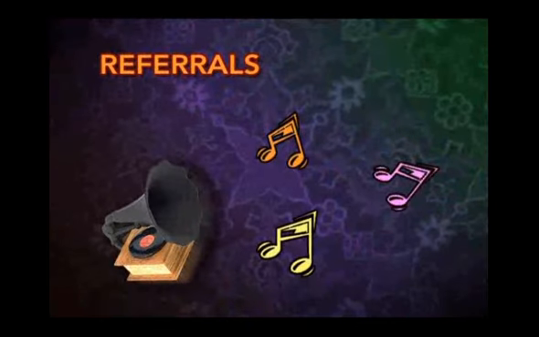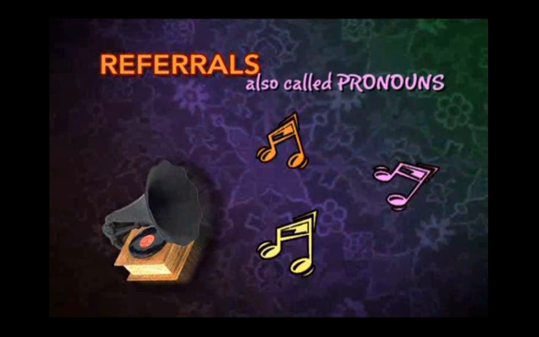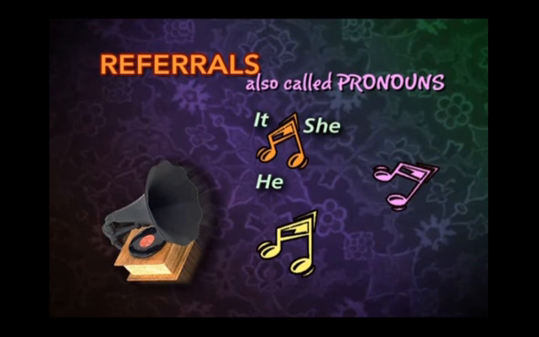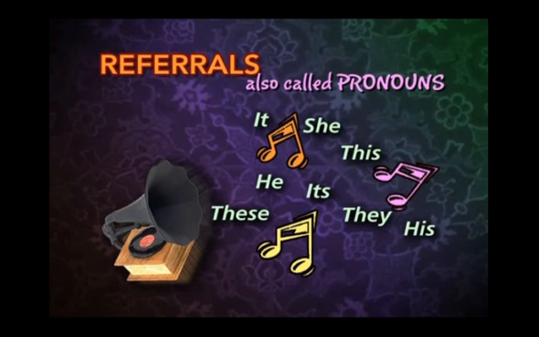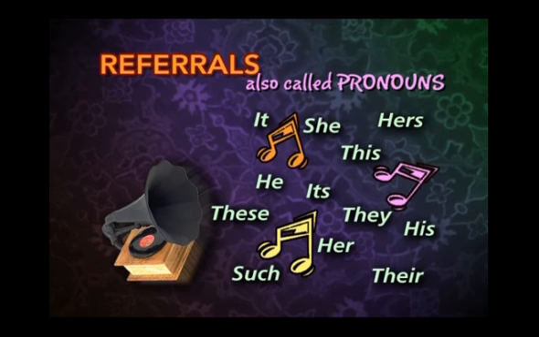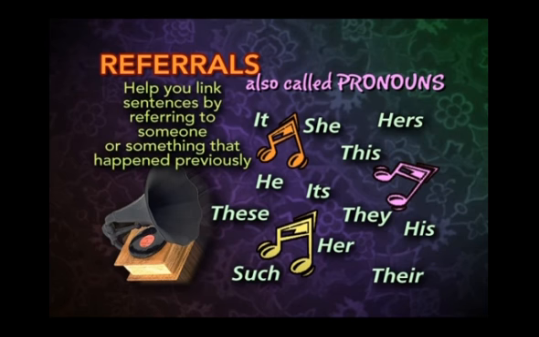And again, there are a great many more examples of parallelism in this speech. Go back when you have a chance and find those examples and take a look at how they make the speech logical and unified. In addition, you can create logic and unity by using referrals. These are also called pronouns. Here are some examples. It, he, she, they, this, these, its, his, her, hers, their, such. These words help you link sentences by referring to someone or something that happened previously.